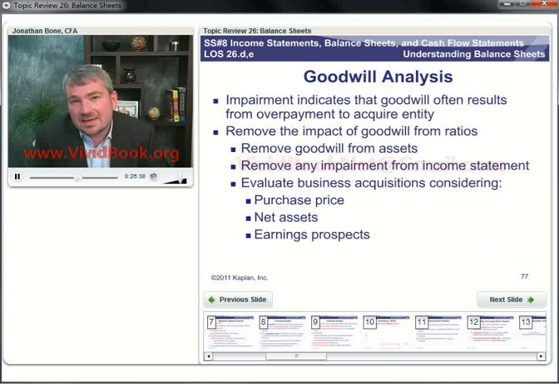So typically, the analyst will remove the impact of goodwill from ratios, take it out of the balance sheet, so remove goodwill from intangible assets. Now, if you're going to remove it from the balance sheet, you need to remove any impairment as well from the income statement. And then we should assess business acquisitions, looking at the price we paid, the net assets we acquired, and the future earnings prospect of that division.